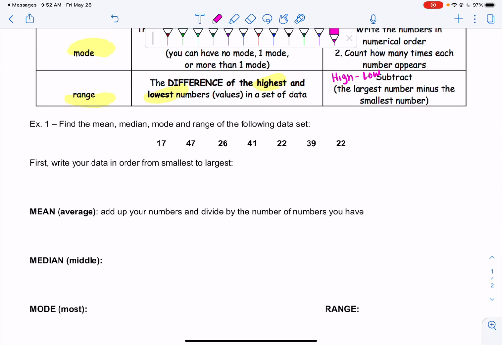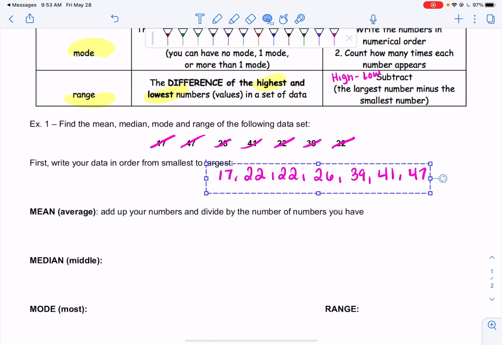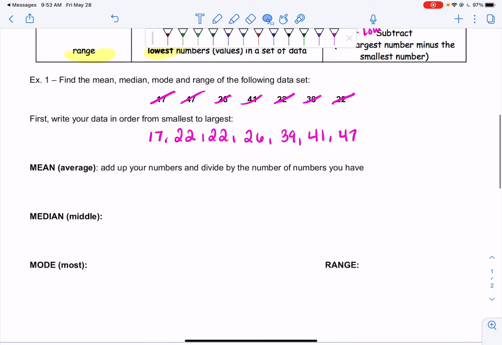So I look to see my smallest number. My smallest number is 17. My next biggest number is 22. My next biggest number, I have another 22. My next biggest number is 26. My next biggest number is 39. My next biggest number is 41, and my next biggest number is 47. So my data is now organized. I can now analyze it and interpret all these cool things.